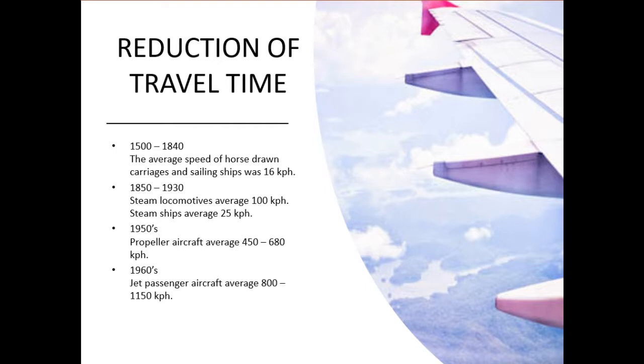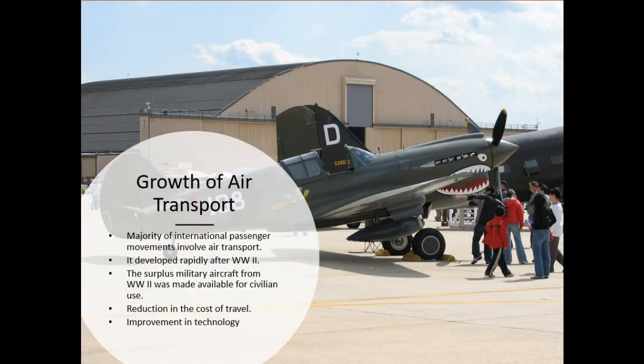So I would say that from the period of 1500 to 1840, the average speed of horse-drawn carriages and sailing ships was 16 km per hour. So you can see that it slowly increased to 25, and then to 450 to 680, and now, before the speed that we have now, we had 800 to 1150 km per hour. So the speed, the pressure, everything increased slowly rather than happening at one point in time.